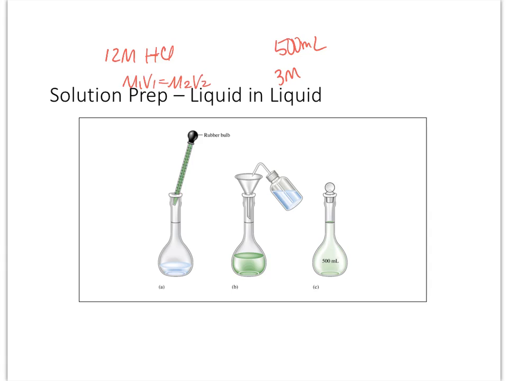Now, with liquid solution preps, liquid solutes and solvents, you want to put a little bit of water in the bottom of the flask first. Then you'll use a pipette or some sort of, you've already measured out how much of the concentrated solute you need. So like that would be the full strength acid, because you always want to add acid to the water. Once you've diluted it somewhat by adding the concentrate to some of the water, then you can continue to add water to the calibration mark.